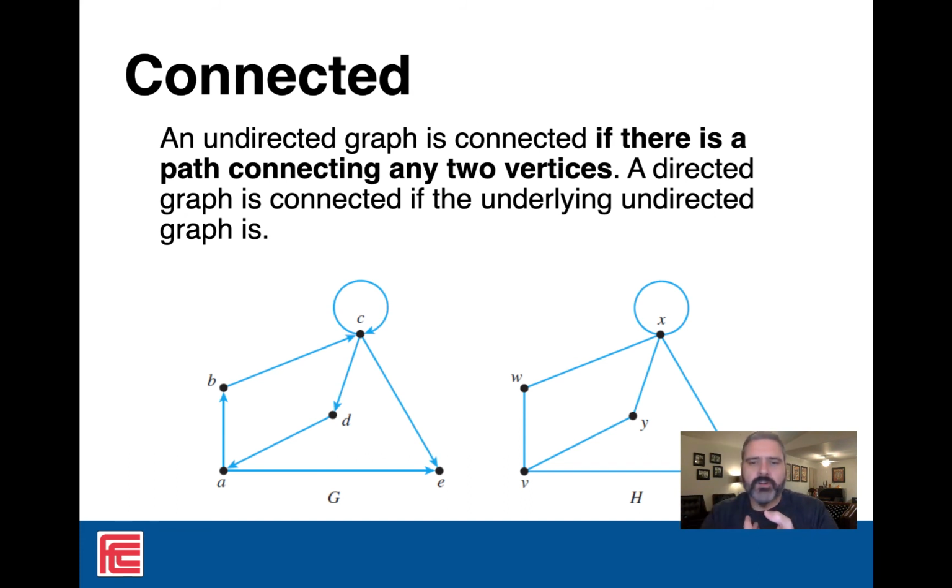It doesn't matter where you're starting from. From W, I can go from W to X to Z, I can go from W to V to Z, I can go from W to X to Y, to V, to Z, to X, to W. I can get anywhere, right? There's always a connection.